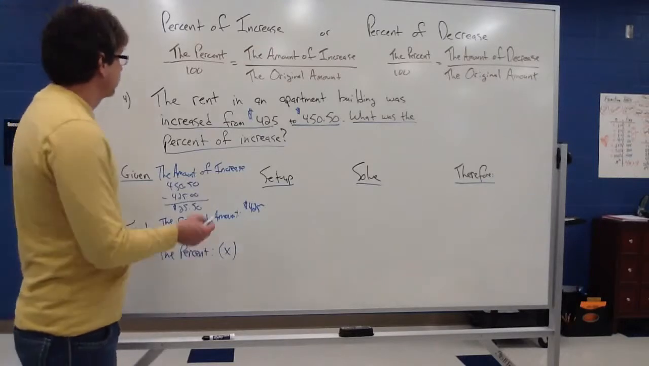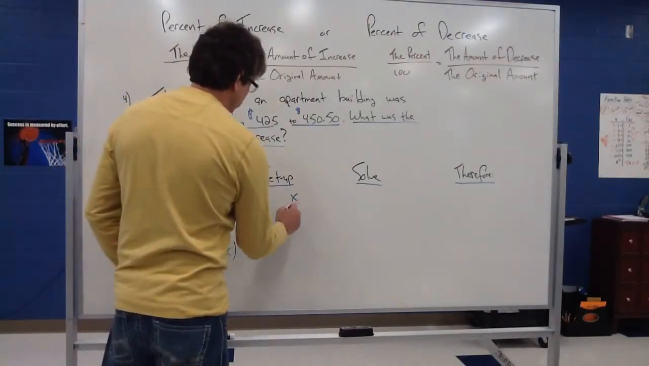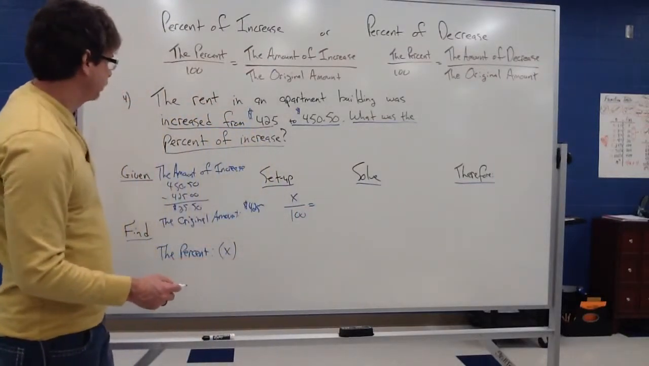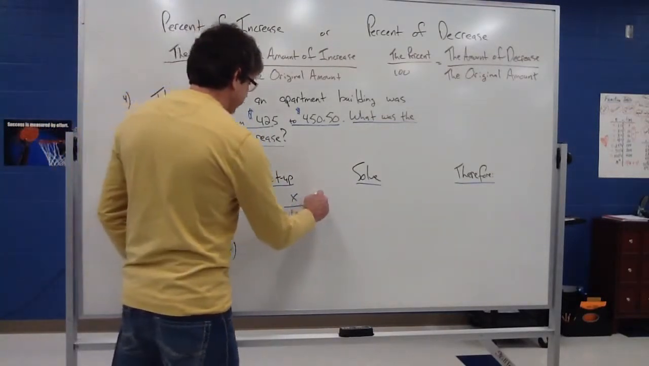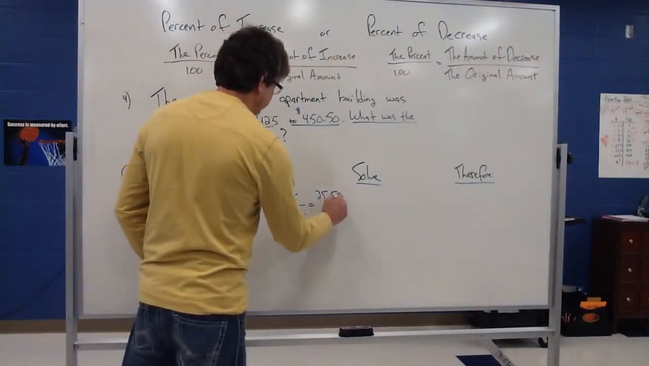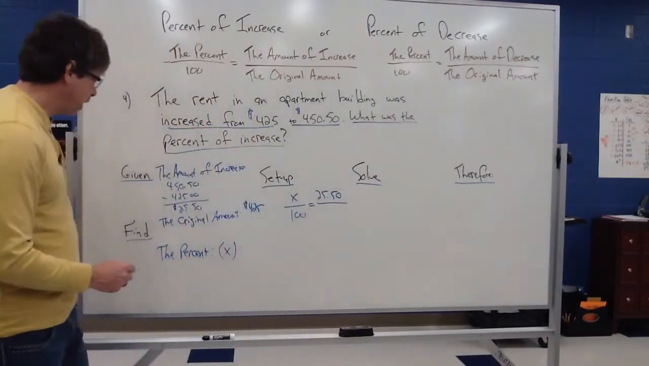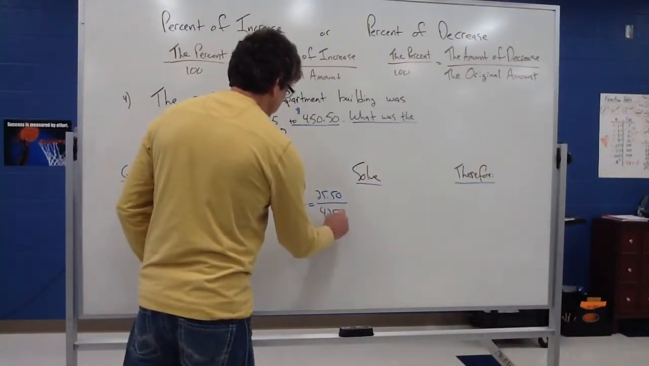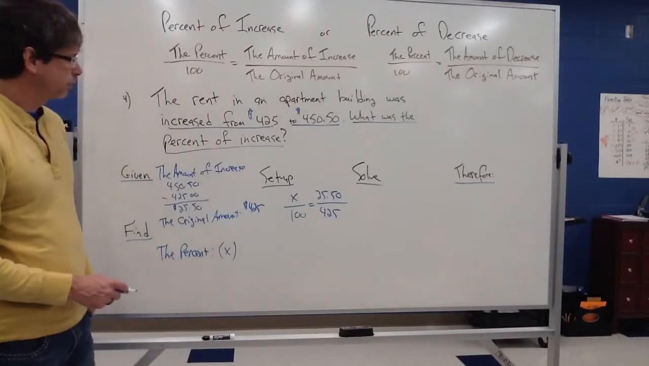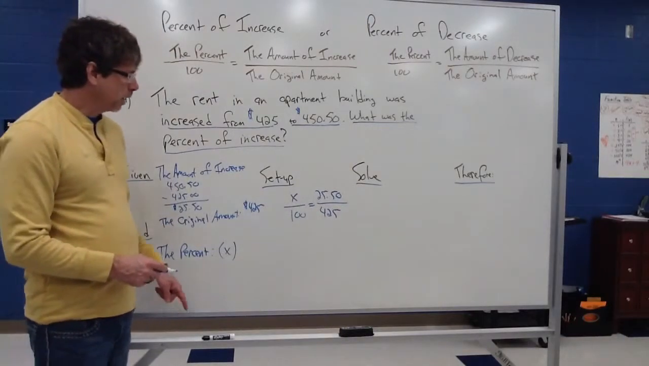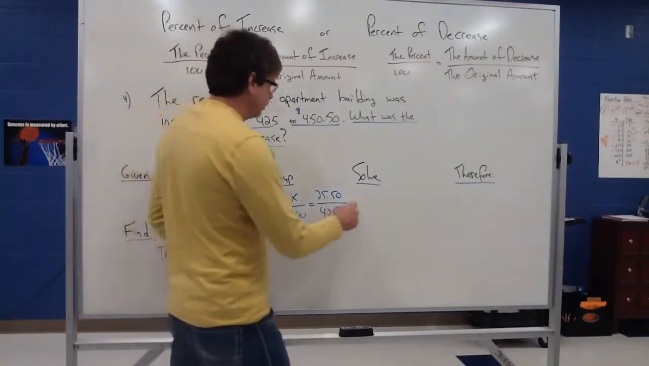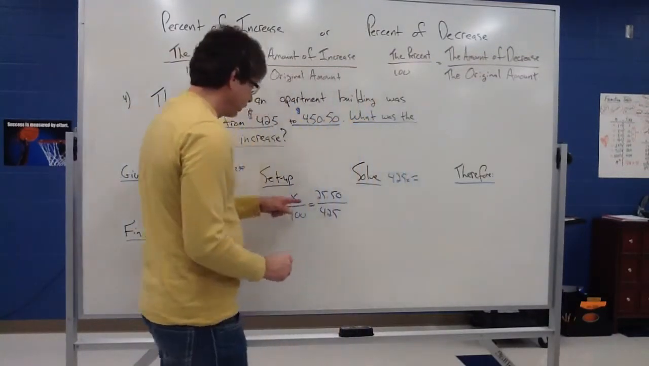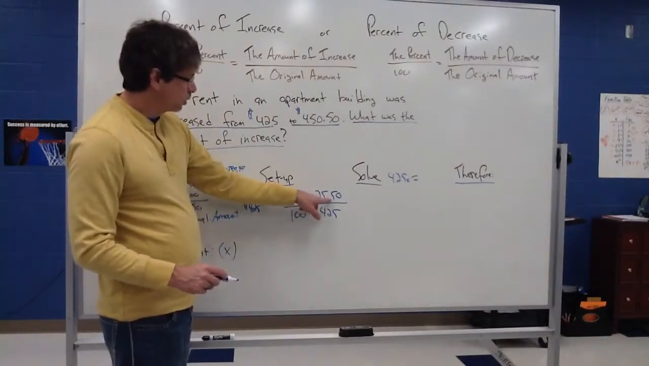So our setup again is, we don't know the percent, that's x over 100. The amount of increase was the $25.50, so the $25.50 goes there. The original amount was $425. So there's my setup. Now I need to cross multiply since this is a proportion, so I have 425 times x, or 425x. And that has to equal then 100 times 25.50.